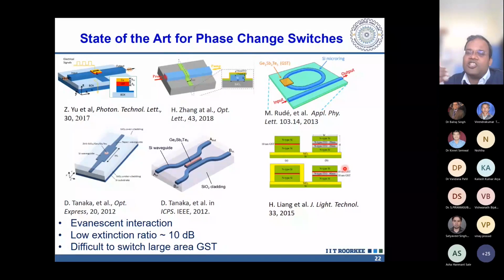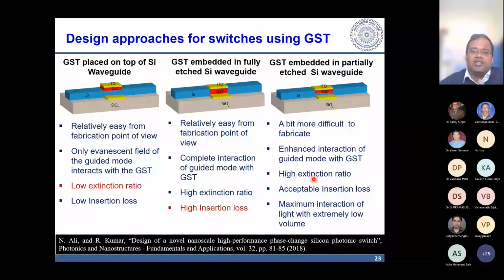Then there is an example where people try to embed the GST into the silicon waveguide. However, this way the fabrication becomes very difficult. So clearly there is a need to have enhanced interaction of radiation with the matter. There are 3 cases that I have indicated here. You can have it on top, you can completely embed it, or you can partially embed it. Each of these has its own advantages and disadvantages. After running simulations, we found out that this gives the best performance.